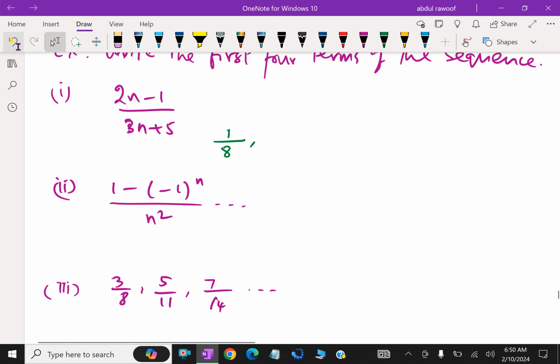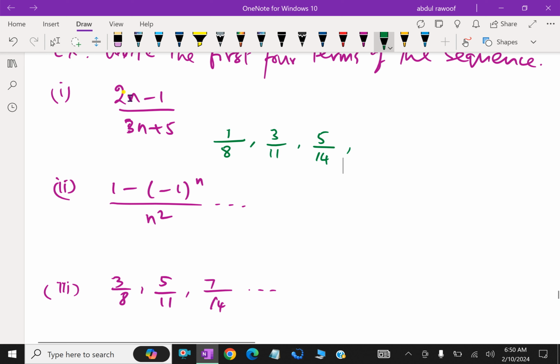The second term: 2n, that is 2 into 2 is 4, 4 minus 1 is 3, over 3 into 2 is 6, 6 plus 5 is 11. Then the third term: 2 into 3 is 6, 6 minus 1 is 5, over 3 into 3 is 9, 9 plus 5 is 14.